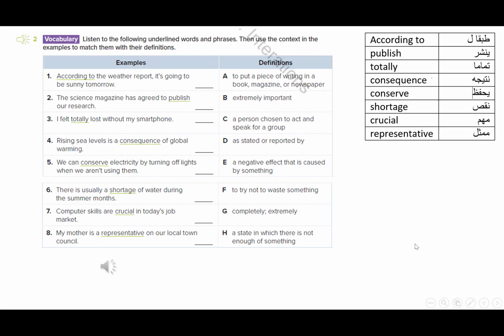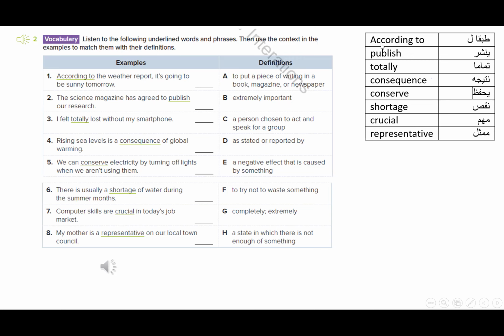Vocabulary. According to. Publish. Totally. Consequence. Conserve. Shortage. Crucial. Representative.